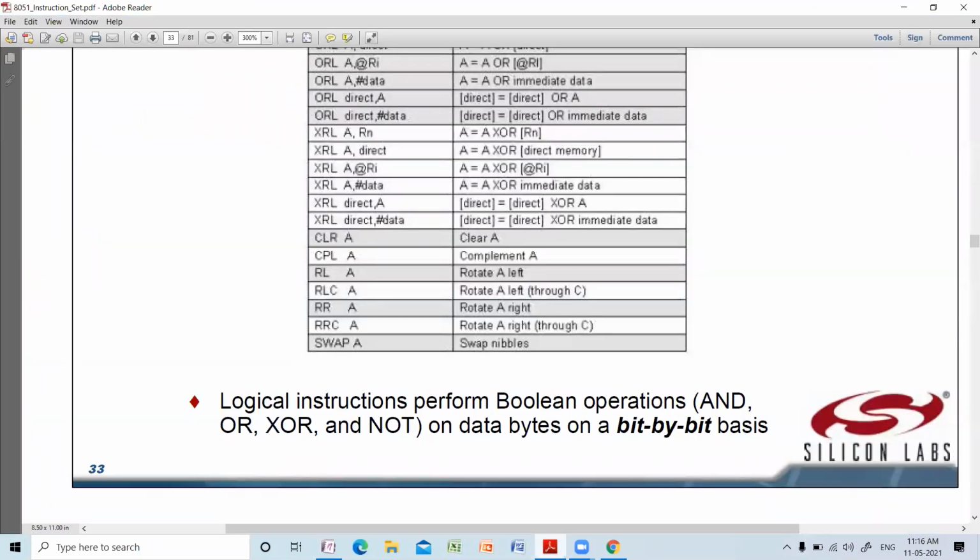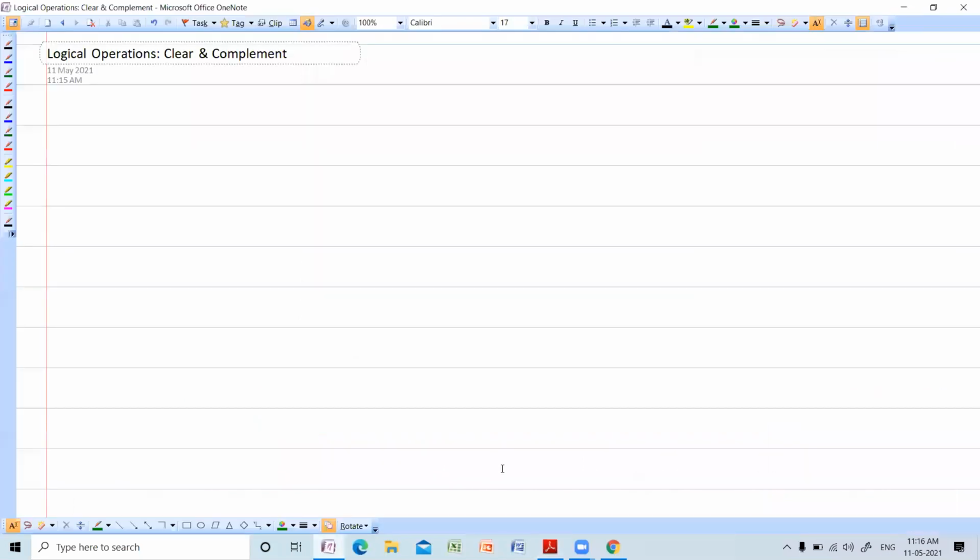CLRA. CLRA. CLRA. CPLA. These are the two. See, CLRA is clear accumulator.